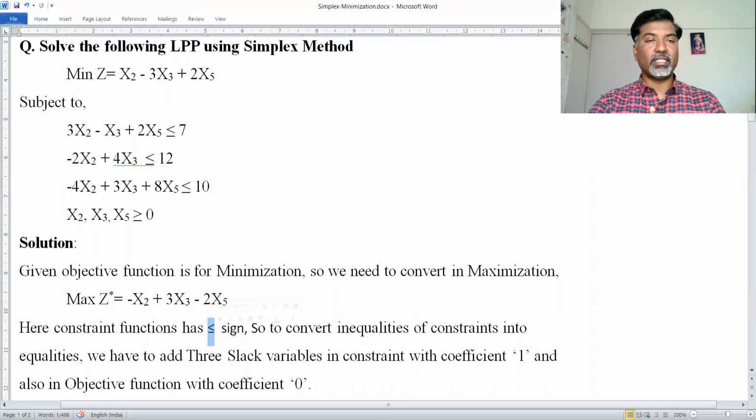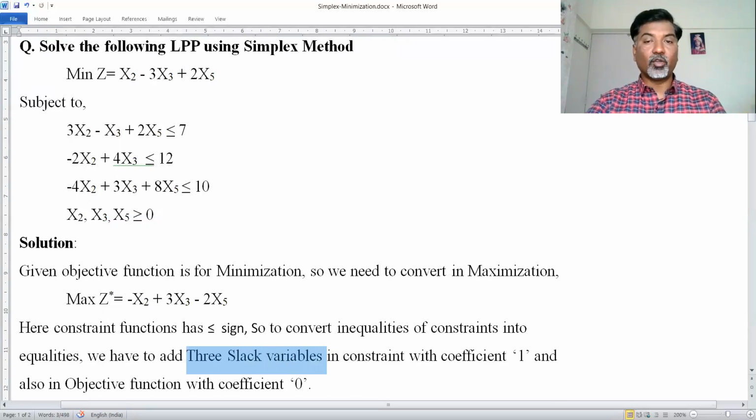As we know, the rule is that if the constraint has a less than or equal to sign, to make that inequality into an equality, we have to add a slack variable. So to convert the inequalities of the constraints into equalities, we have to add three slack variables. Means what? There are three constraints. That's why we need to add three different slack variables. If the number of equations is 2, then we have to add 2 variables. If the number of equations is 4, then you have to add 4 slack variables.